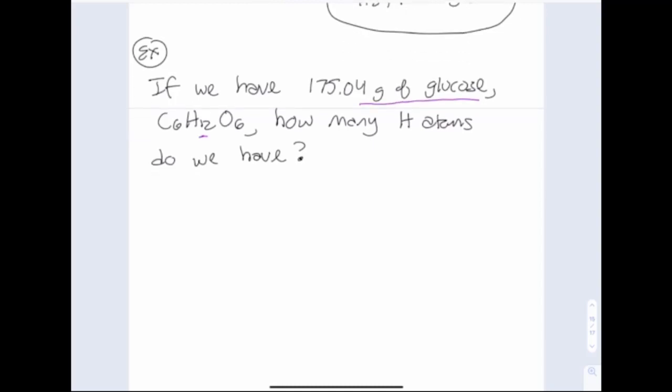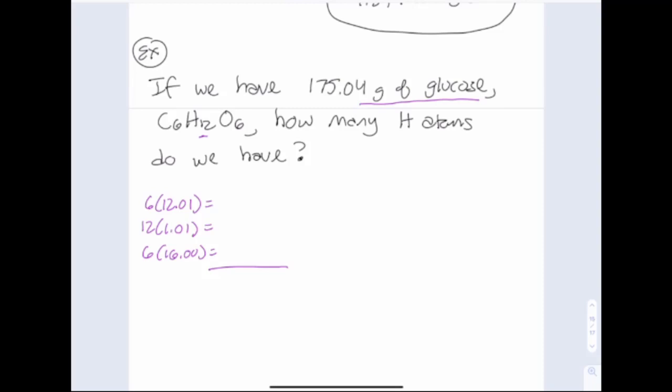So we need the molar mass of glucose. Let's actually do that first. So I have 6 carbon, so 6 times 12.01. I have 12 hydrogen, so 12 times 1.01, and then I have 6 oxygen, so 6 multiplied by 16.00, and then we'll add all that together.